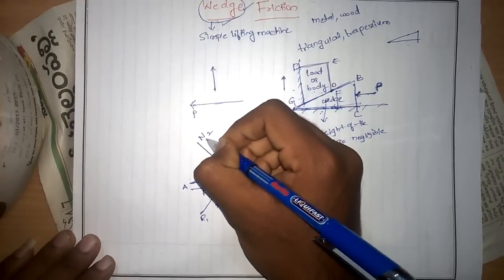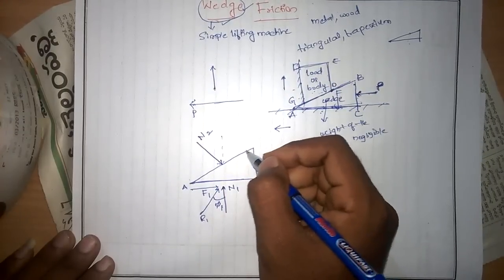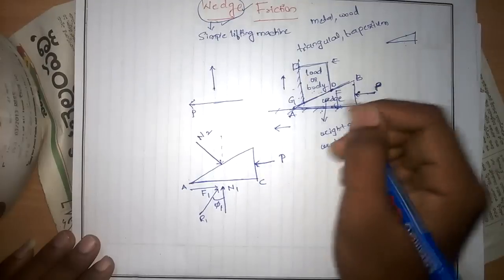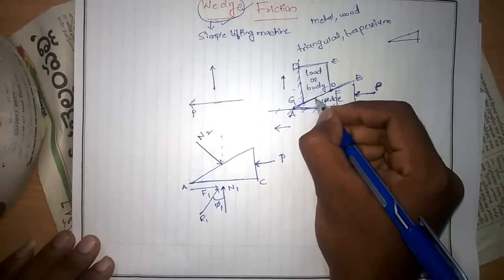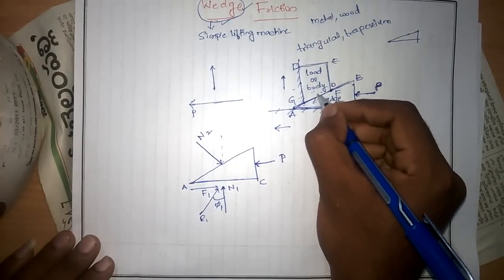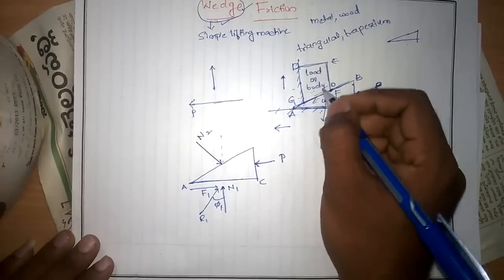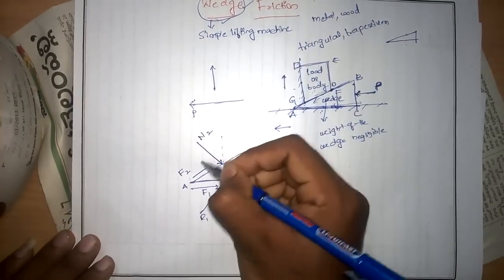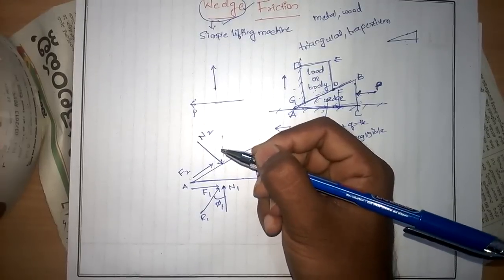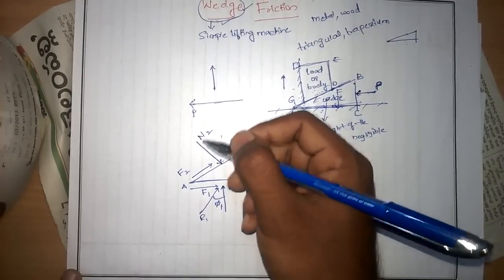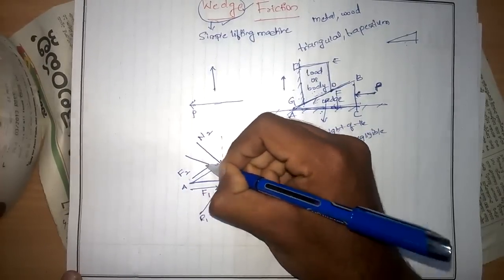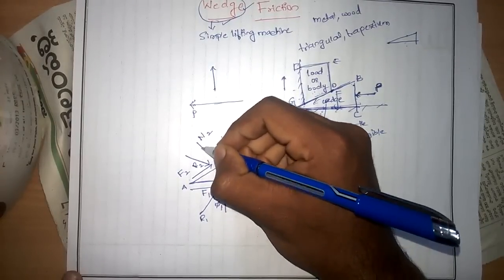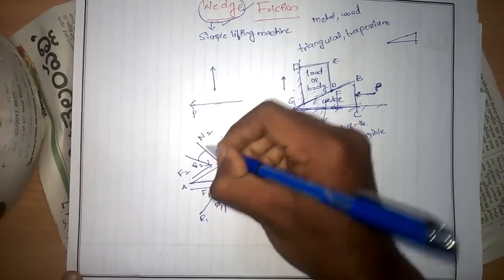Here the normal reaction is generated, and there will be a frictional force generated whenever the wedge moves in this direction. If you see the wedge moving in this direction, the frictional force which is present here will be in the opposite direction. It means the frictional force is in this direction, F2. Then the resultant reaction will be generated. I am considering that resultant reaction as R2, and it makes an angle of phi 2.